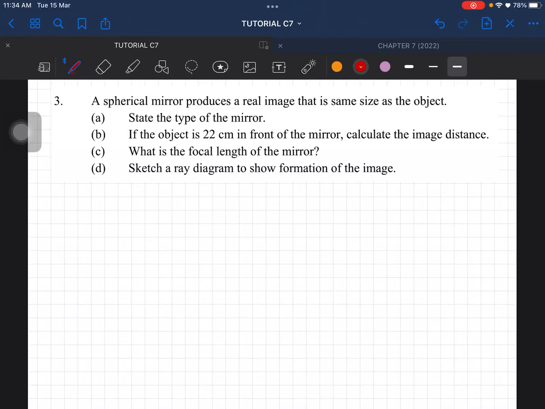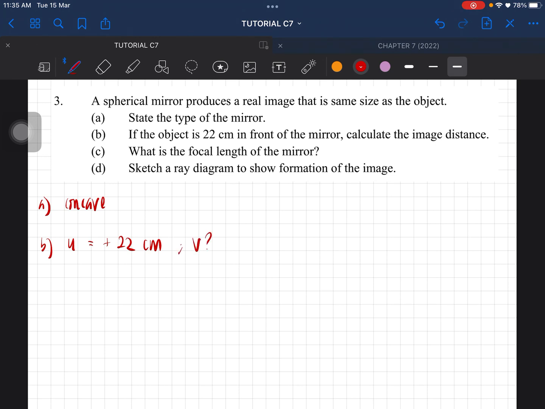Okay, question 3. A spherical mirror produces a real image that is the same size as the object. So from this question, we can already see that this is a concave mirror. If the object is 22 centimeters, so positive, in front of the mirror, we have to calculate the image distance.